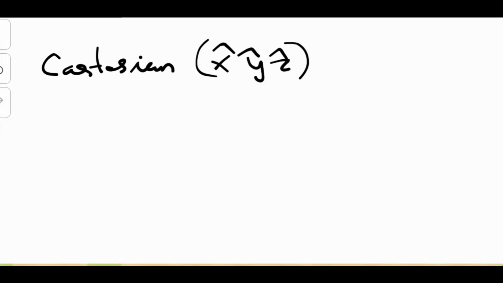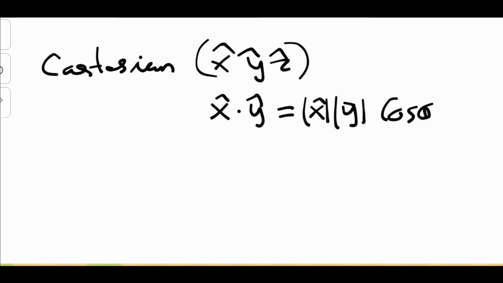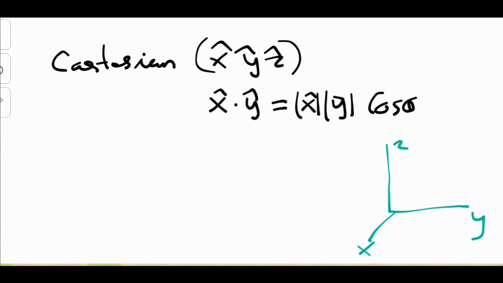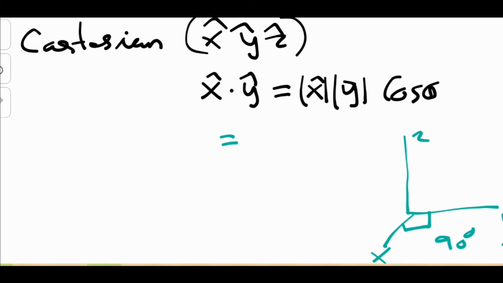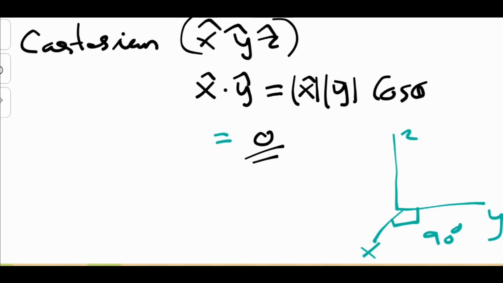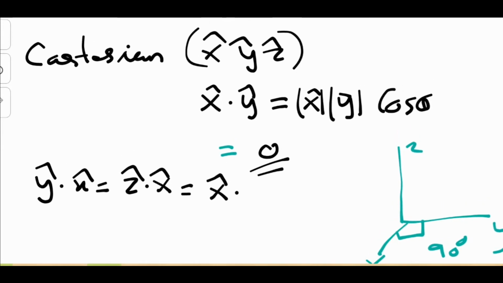So how can you find out x dot y? x dot y is just magnitude of x times magnitude of y times the cos of the angle, right? So we have the x, y and z axis, and the angle between them is 90 degrees. So basically it is xy cos 90, right? Cos 90 is equal to 0, so it is 0. So similarly, y dot x must be equal to z dot x, which is equal to x dot y, which is equal to 0, right?